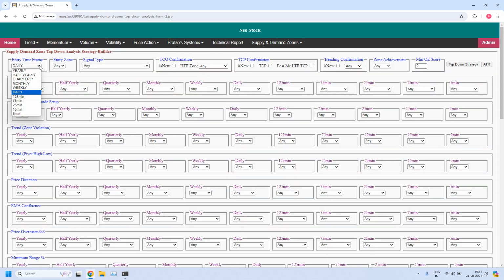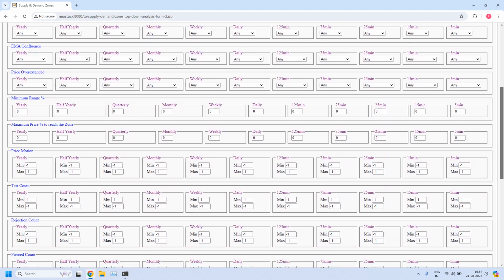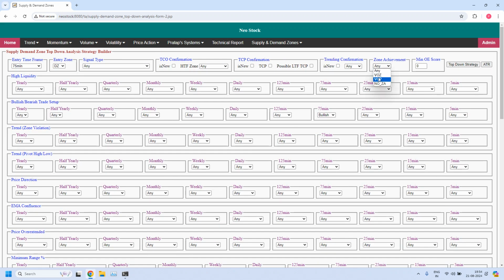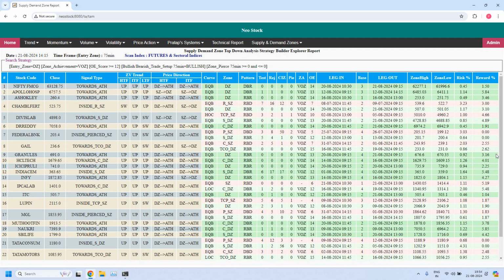Okay, the next one is weekly income trade. For weekly income trade, entry time frame is 75 minutes. Entry zone, demand zone, bullish trade setup, and bullish or bearish at 75 minutes time frame. I am selecting bullish. So 75 minutes demand zone should not be pierced. So in the 75 minutes time frame, minimum value 0, maximum value 0. Zone achievement is violated opposing zone. Minimum odd enhancer score is 12. All the three filters are applied to 75 minutes demand zone. So this is the filtered list.